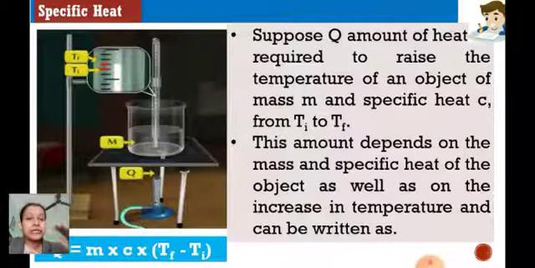This is the formula to find out how much heat you are going to give to a particular substance to raise its temperature to a given range. So the formula becomes Q = m × c × (Tf − Ti). In short, we also call it delta T. Delta is a triangle symbol, which is called delta T. Fine. So this is how you can find out the specific heat of a given substance.